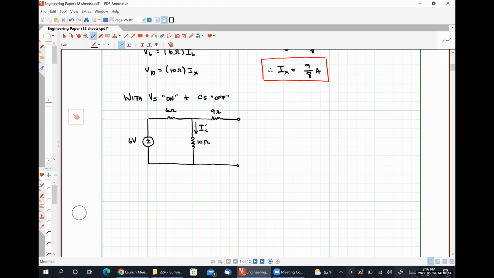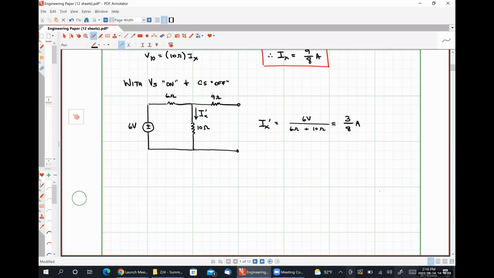So I would argue that we can just use Ohm's law, where we can see that IX prime will be 6 volts divided by the 6 ohm resistor in series with the 10 ohm resistor, which is going to look like 6 over 16 or 3/8 of an amp. The analysis that we had to do to solve for IX prime was fairly straightforward, I believe.